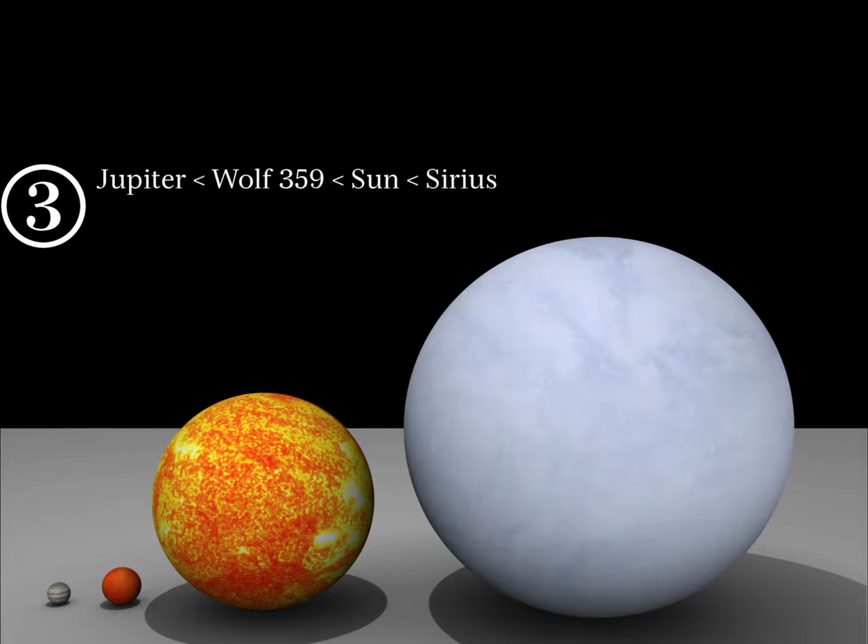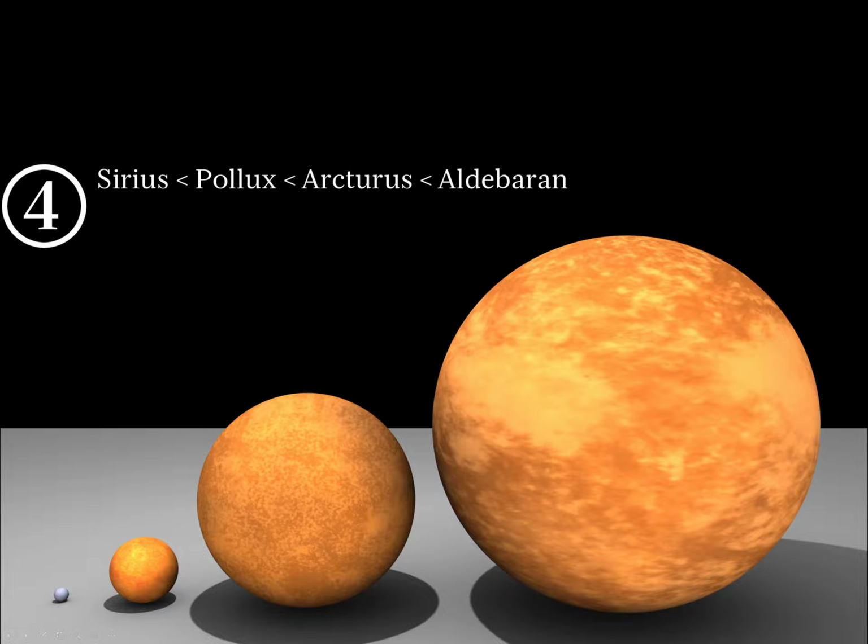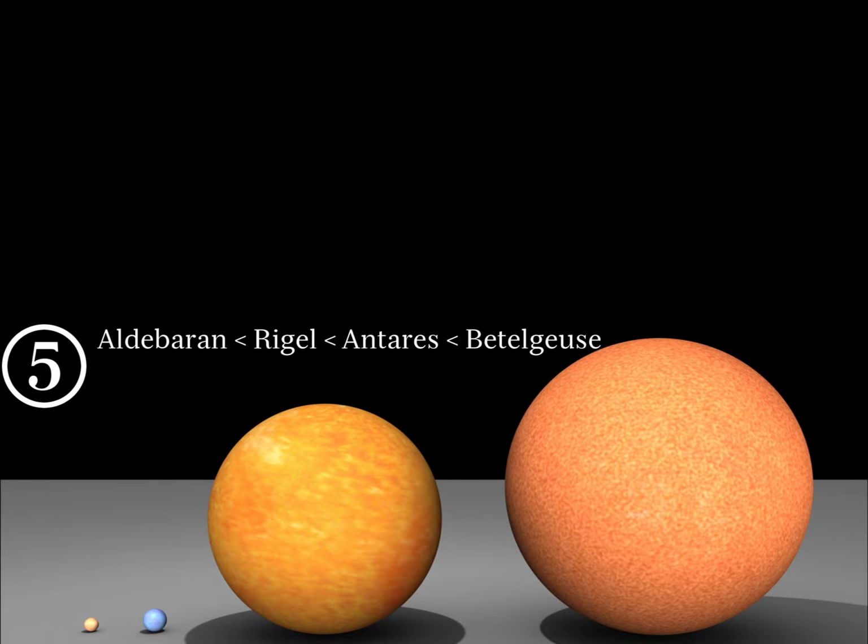So here's Jupiter next to the Sun. This is the Sun right here. And here's Sirius, which is the brightest star in the night sky. And we can go even further. So now Sirius is that little tiny star on this left-hand side. Notice how large these other stars are. Pollux, Arcturus, Aldebaran. They're just some massive, massive stars out there. And these guys are tiny compared to the biggest stars out there.